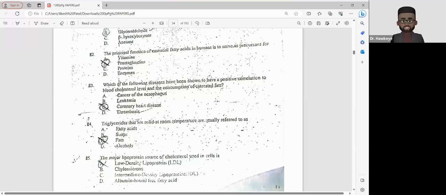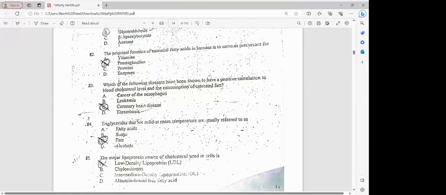So prostaglandins, I guess. Or vitamins. Prostaglandins or vitamins, according to what has been said. It has to be prostaglandins because prostaglandins are made from arachidonic acid, which is a fatty acid. Okay, so I think that's the answer. I'm not sure.